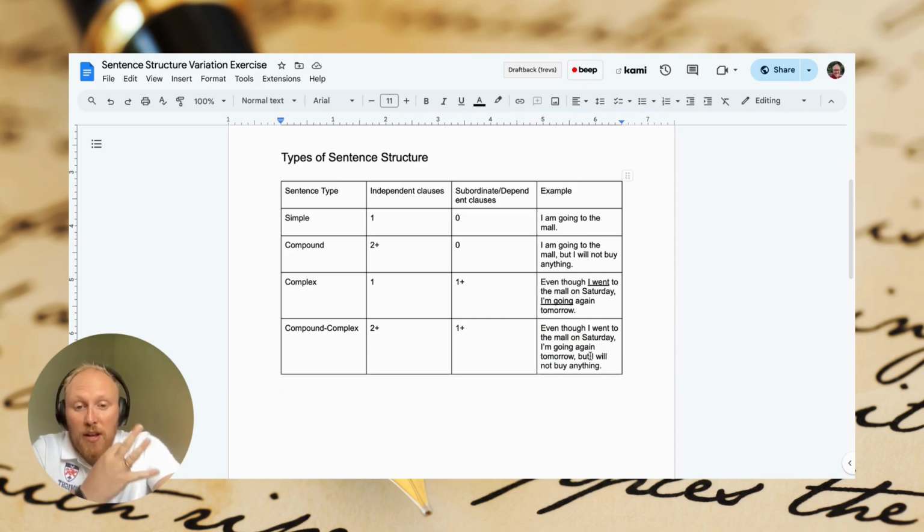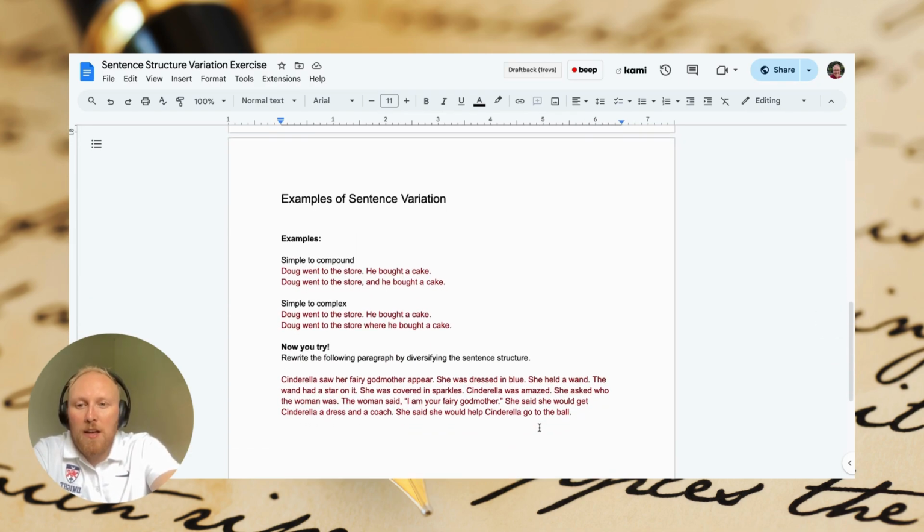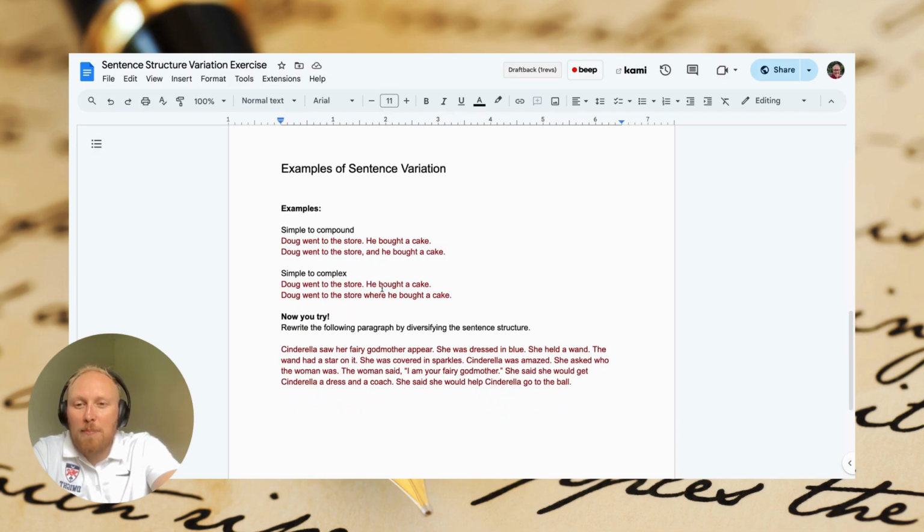So this has three clauses in it. Again, I will, I'm going, I went. So I have three subject verb combinations, which tells me there are three clauses. Here's my subordinate clause. And then I have two independent clauses combined by the coordinating conjunction but. All right, so you just see those laid out for you. You can see examples of turning simple sentences into a different sentence structure.